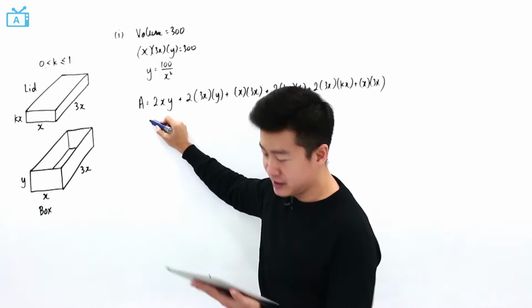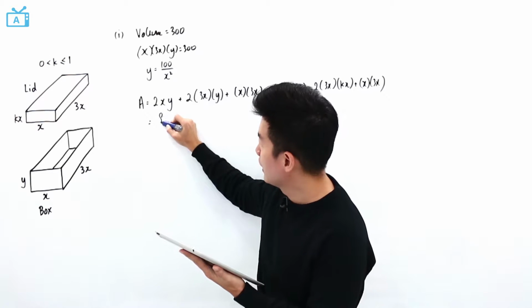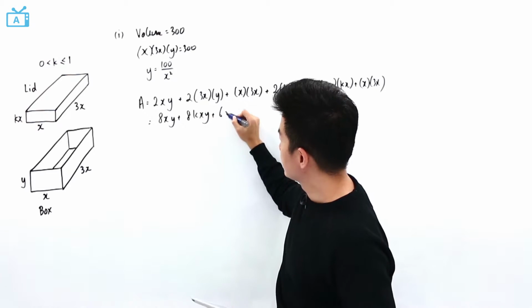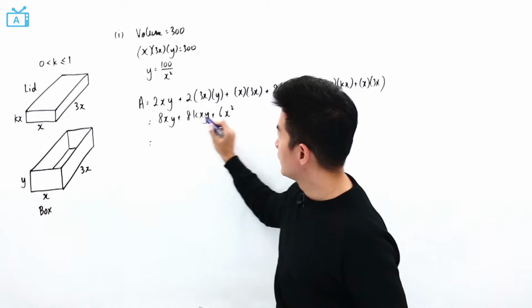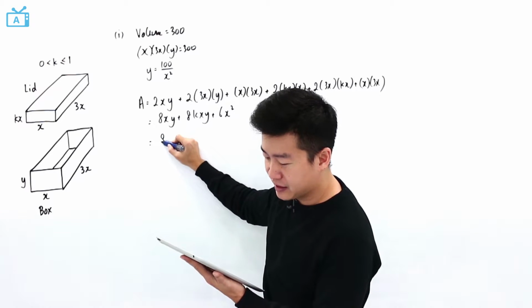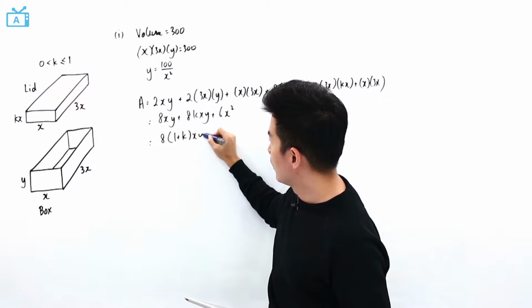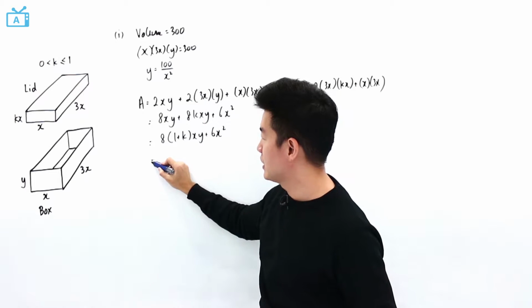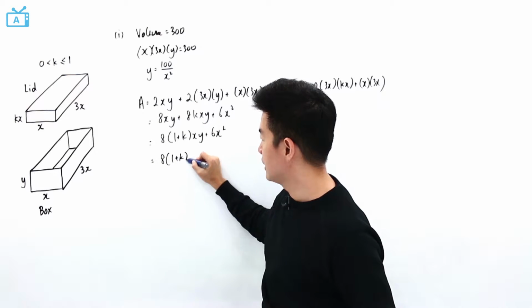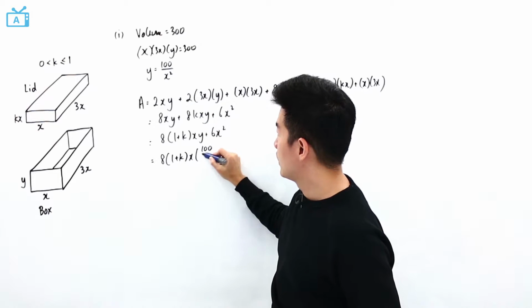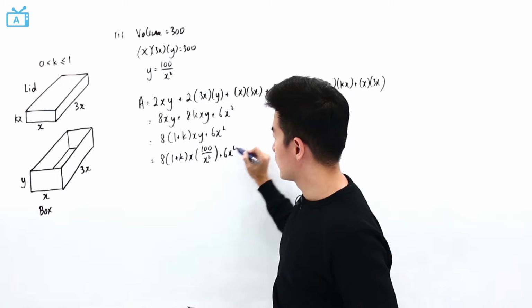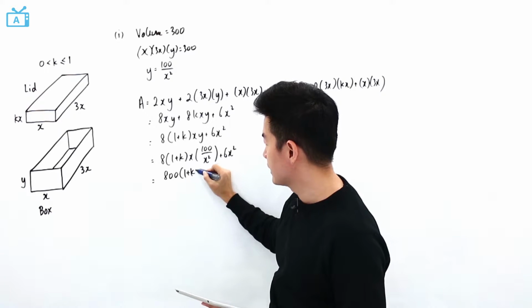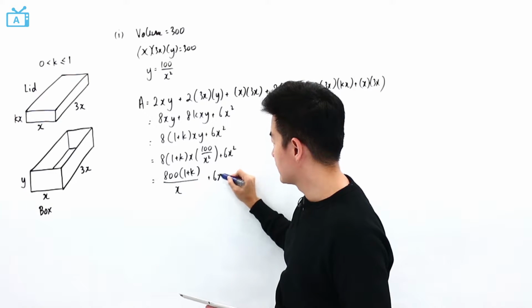And if I were to simplify this, A is going to be equal to 8xy plus 8kxy plus 6x squared. And if I were to group the xy terms together, what I'll be getting is 8 times of 1 plus k of xy plus 6x squared. And we do know what y is in terms of x. It is what we have found out here. So it is 8 times of 1 plus k x of y, which is 100 over x squared, plus 6x squared. Which means that what we have now is 800 of 1 plus k divided by x plus 6x squared.